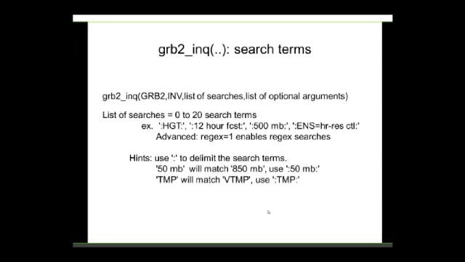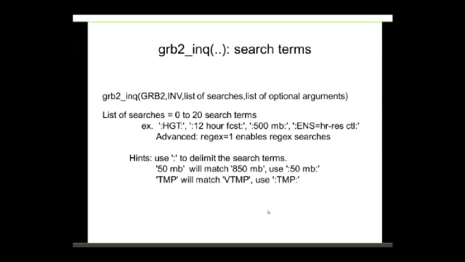In the group file inventory, there are up to 20 search terms. A variable number. It could be keywords like height, 12-hour forecast, whatever. It should be HI, high res control, not HR. So you can put 20 in a line, up to 20 search terms, just to get one record. Yes, it happens.